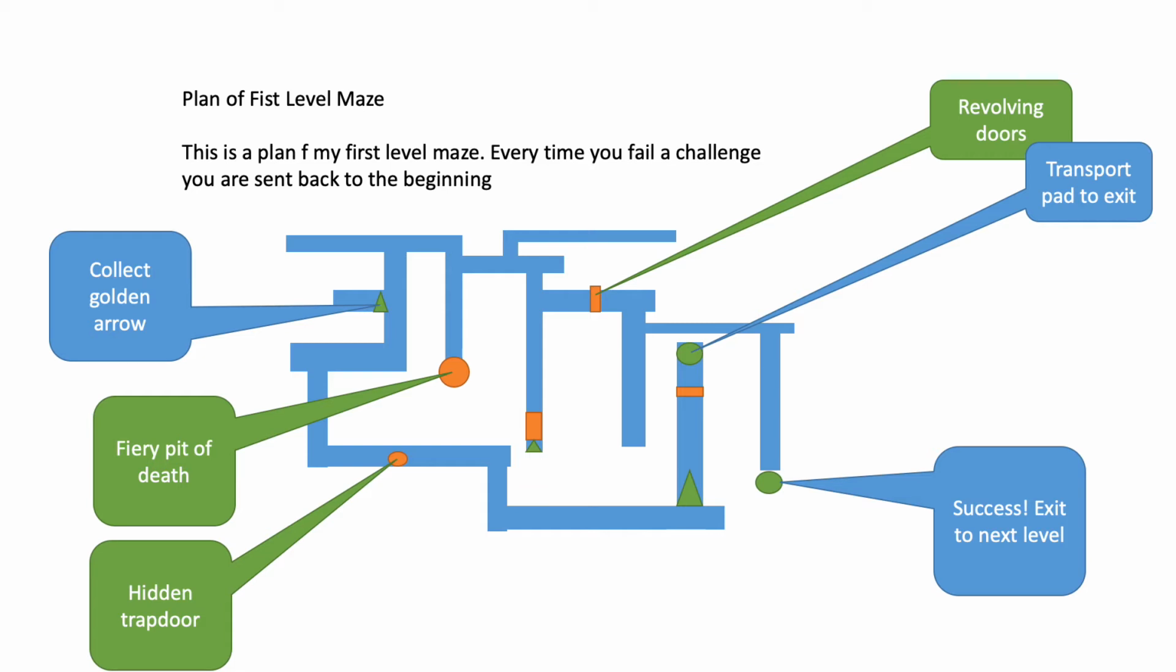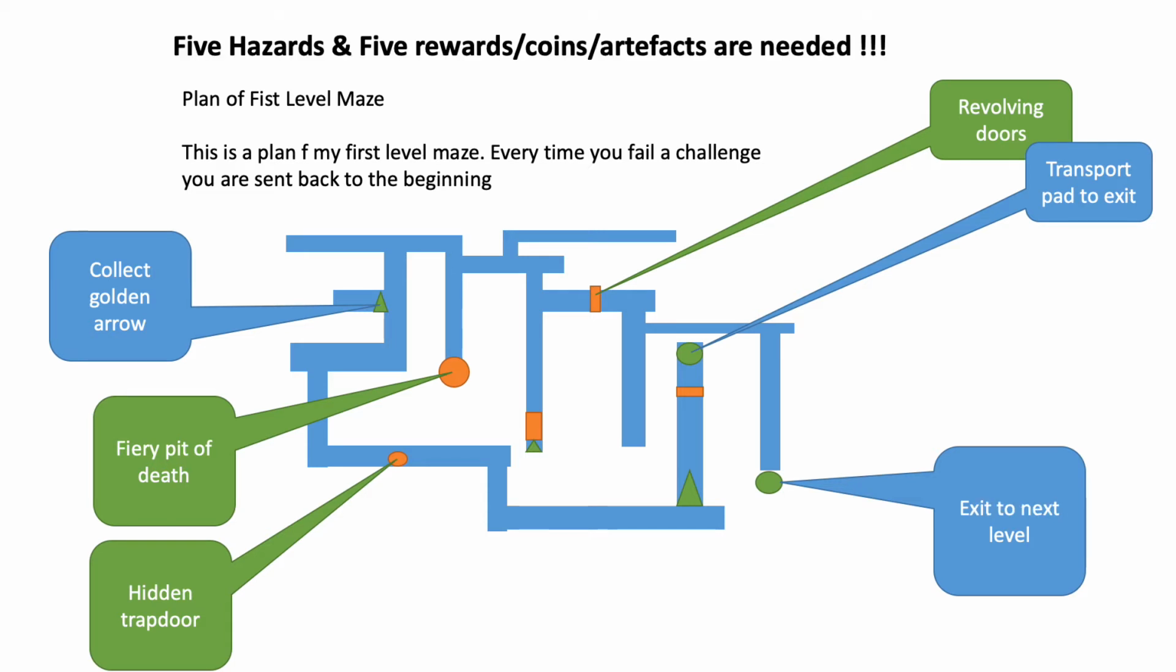On the next slide, I've put in explanations of what the hazards and the good things are. The good things are the artifacts, the things we collect. And I think the brief says we want 5 of each, 5 hazards and 5 things to collect. There, it says so at the top. 5 hazards and 5 rewards, coins, artifacts are needed.